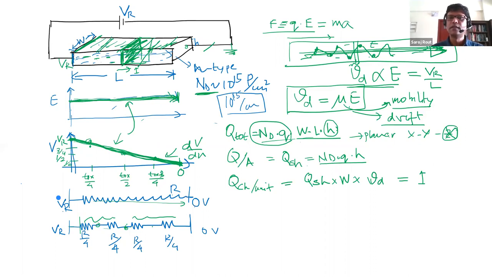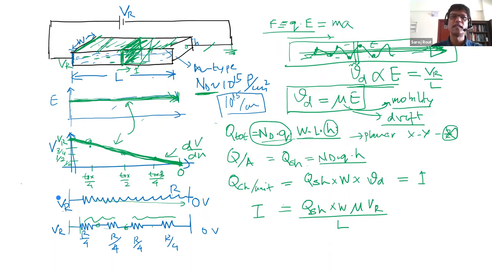Okay. And if I just expand this, it's the sheet charge times W, and VD, we said, is mu times the electric field, which is basically the voltage across it divided by L. And that's my current I. Okay. Does everyone still follow here? Any questions? I know this might be a little bit confusing to follow.